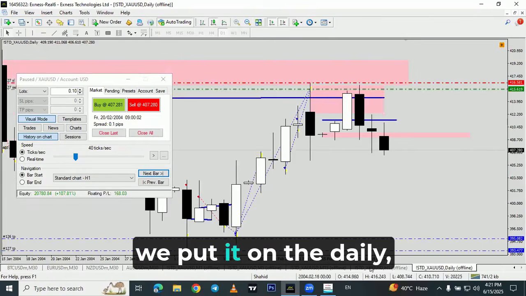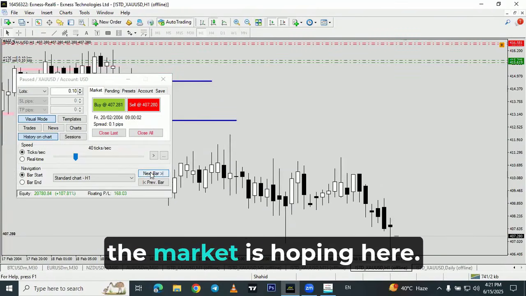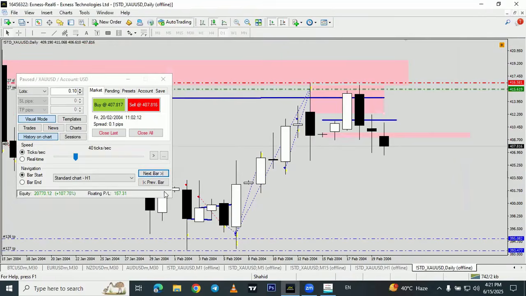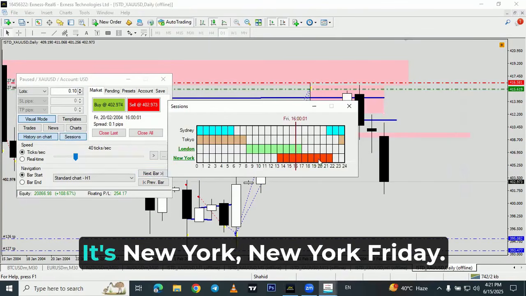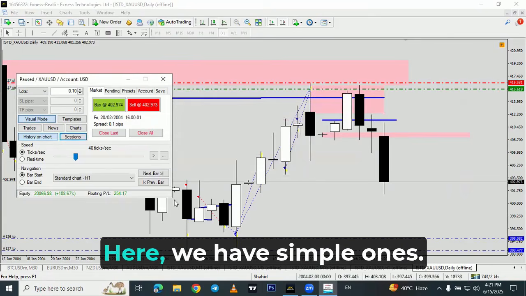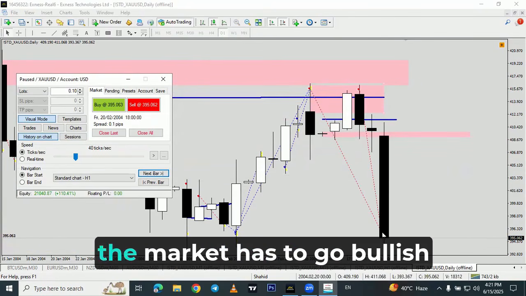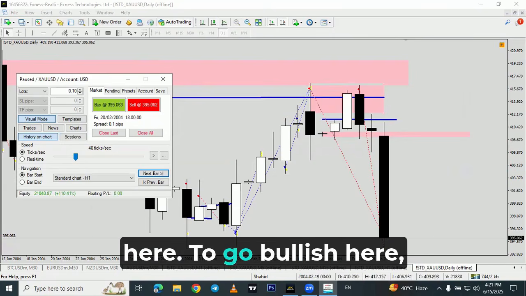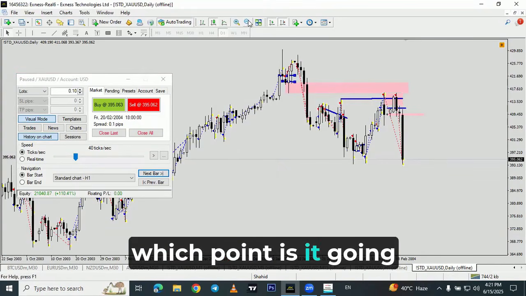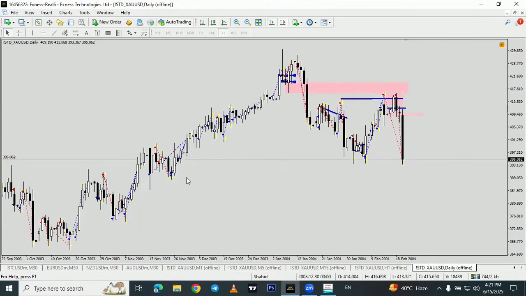After that, we put it on the daily. But look here, the market is hopping here. Look here, which session has come? It's New York Friday. Here we will wait for the cycle to form. So the market has to go bullish here. To go bullish here, if you see, which point is it going to be bullish here?